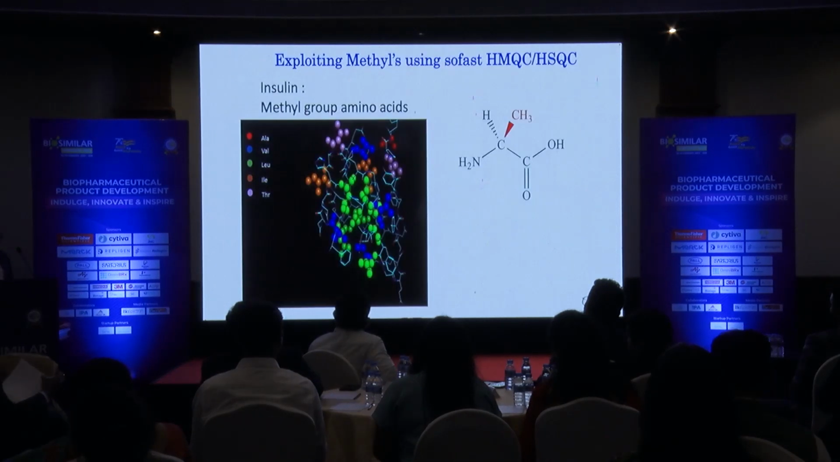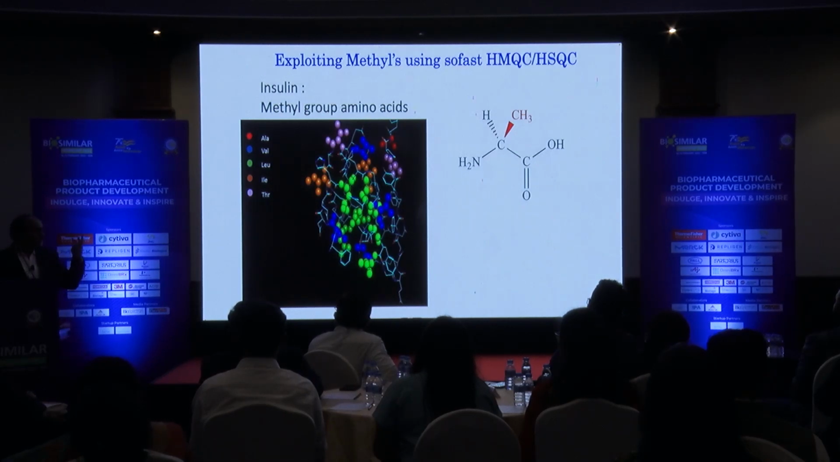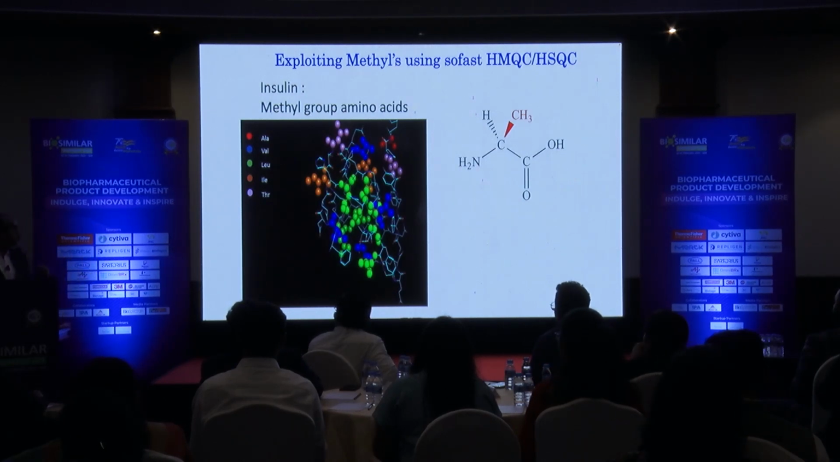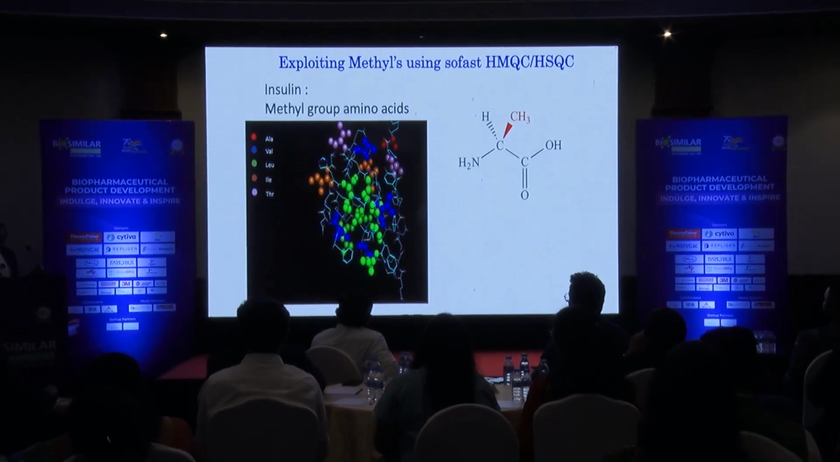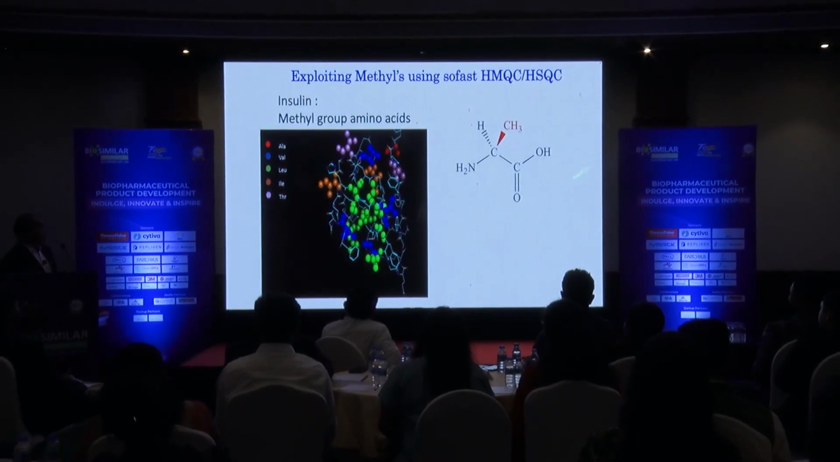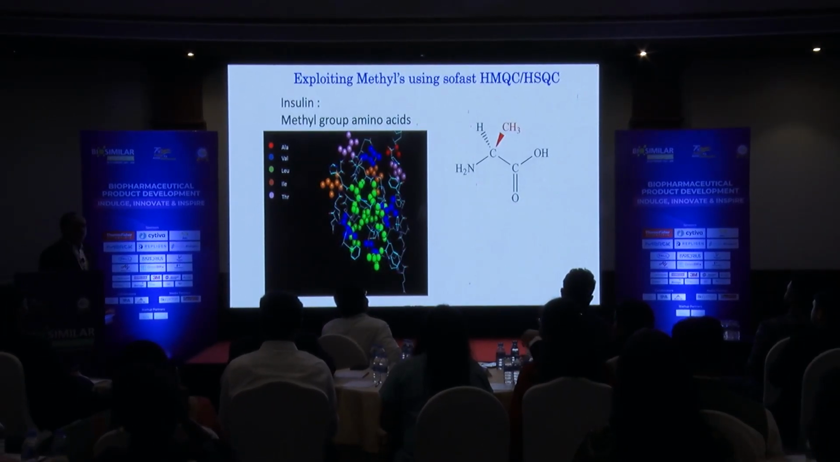Next, please. So then we moved ahead and exploited one of the nice moieties that we have in amino acids. If you look at the protein, there are 6 amino acids out of 20 that have a methyl group, and methyl has a nice property. It has 3 protons, and those work like a rotor, so it rotates like this. So it has a favorable relaxation property that can be used to design an experiment called transverse relaxation optimized spectroscopy, and you can do it in a really fast manner. So it's called SOFAST HMQC or HSQC.